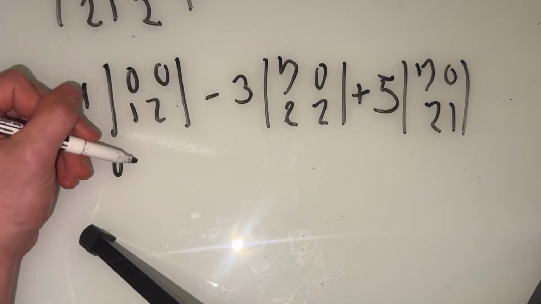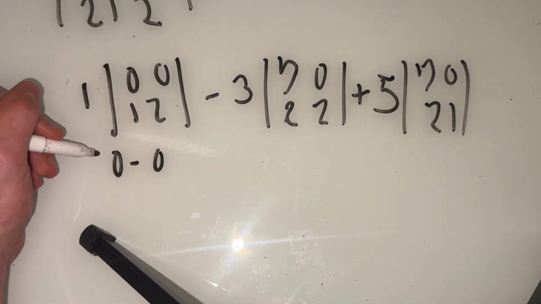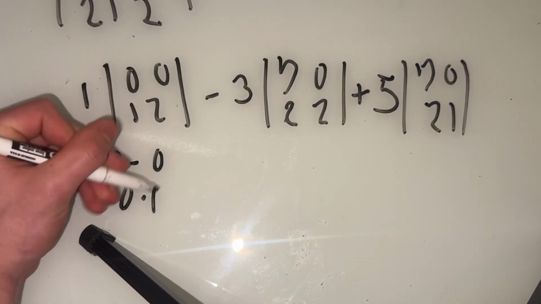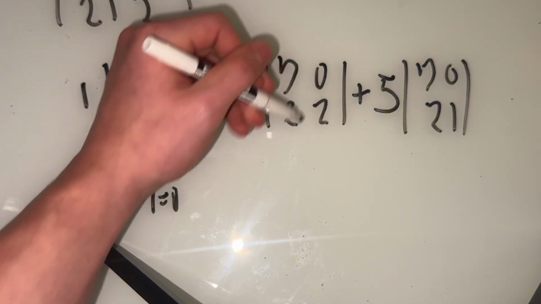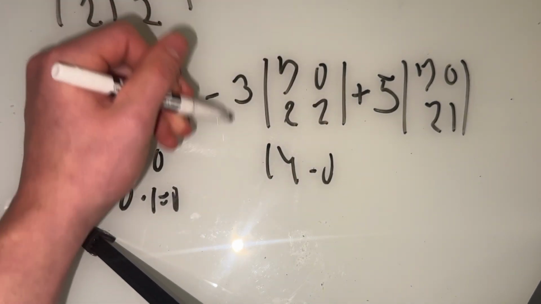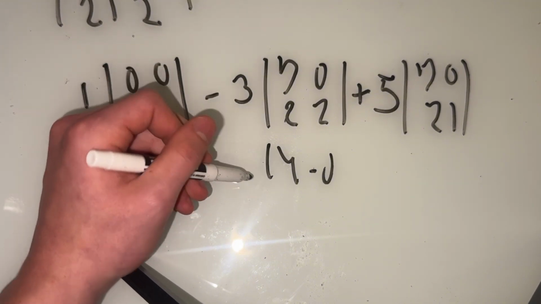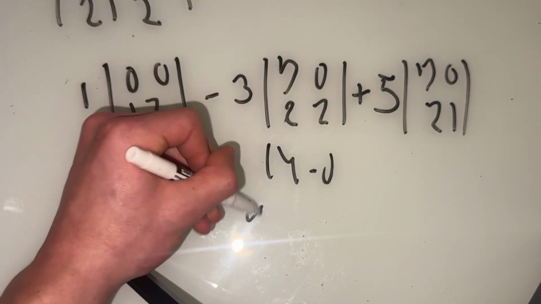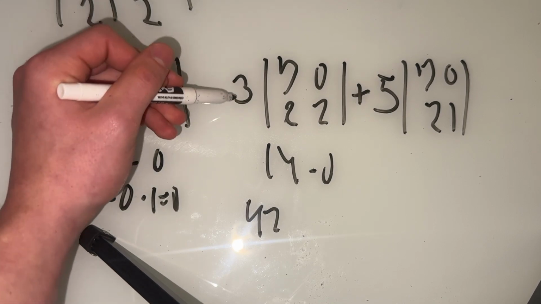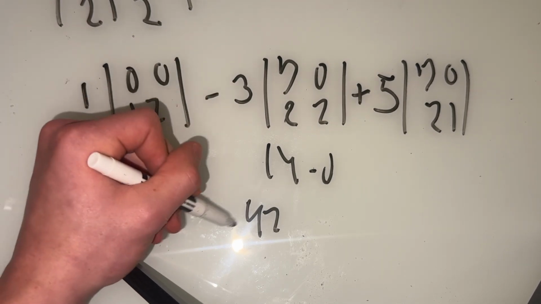So 0 minus 0 equals 0 times 1 equals 0. 7 times 2 is 14 minus 0. So 14 times 3 will be 42. 42 minus 0 equals negative 42.